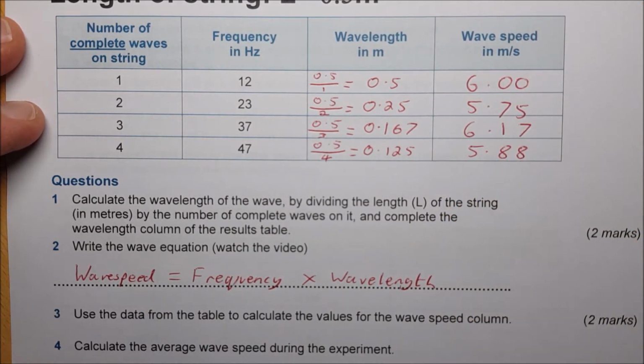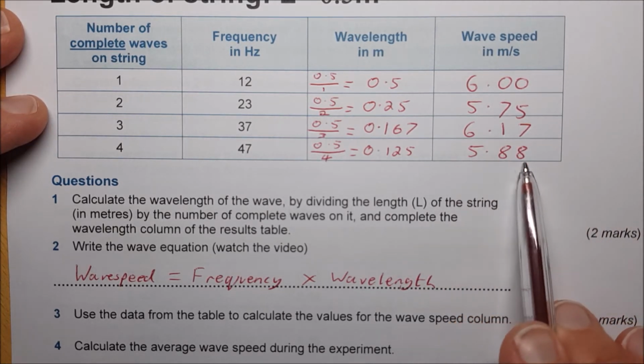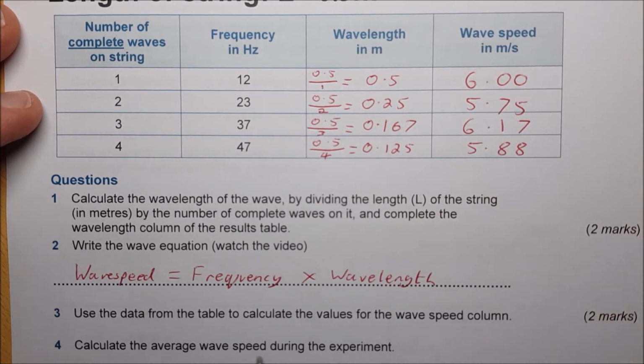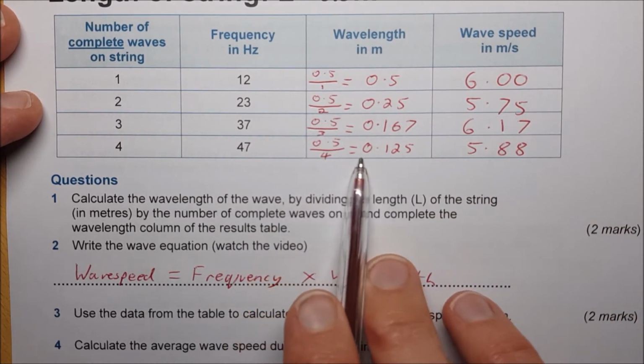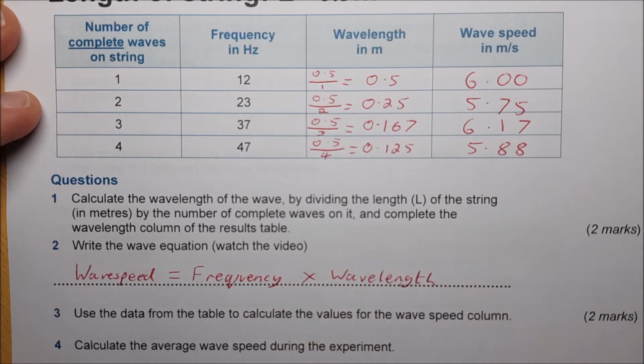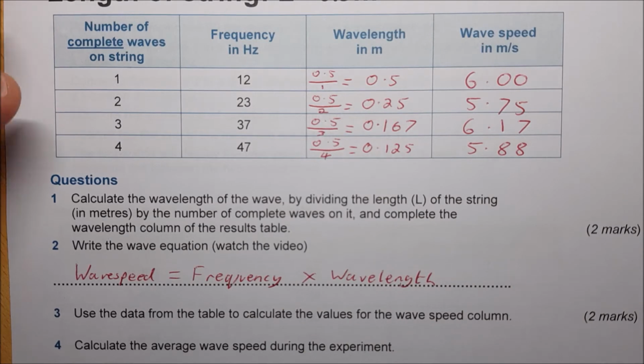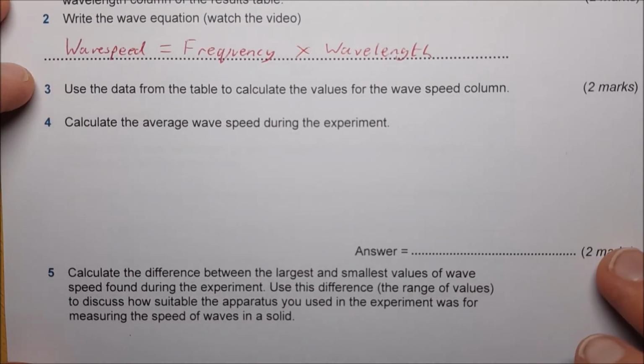Now, just make sure you have another look here. I've done these to two decimal places, mainly because it's 3 significant figures and it works out with the accuracy that we've got here. We know that 0.5 divided by 4 is 0.125. There's no question about that. We know that, so we've got 3 significant figures there. So the next, we need to calculate the average wave speed, so number 4.